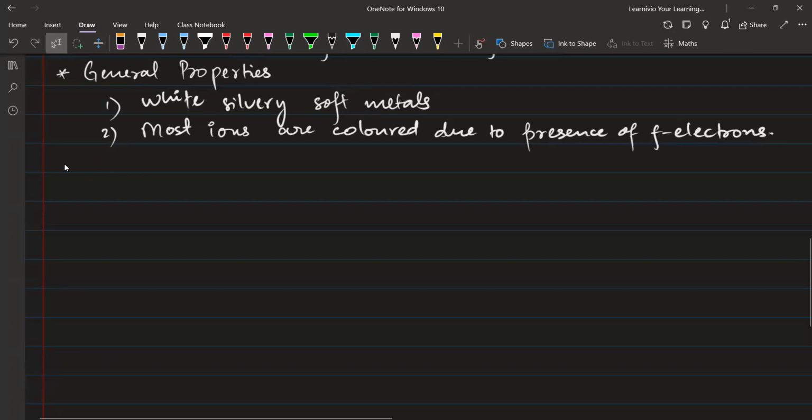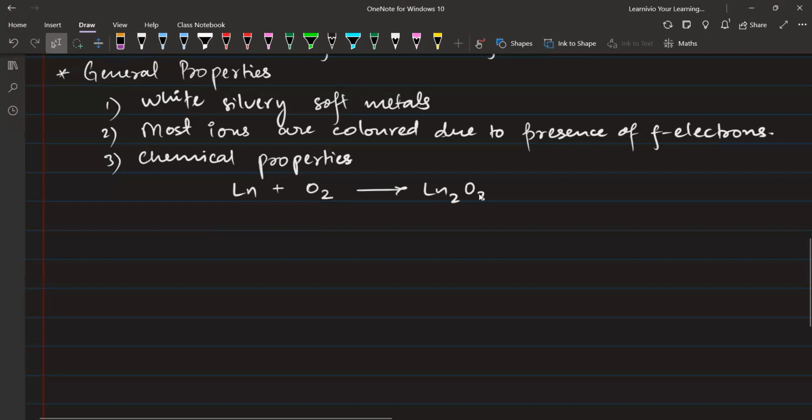ठीक है. Now, certain chemical properties. So lanthanides show reactions by using the +3 oxidation state. ठीक है ना? देखिए reactions बहुत ही आसान है इसके. You don't have to worry too much about the reactions. Just remember that the +3 state of lanthanoids will be there. So for example, if you have Ln plus O2, it is going to give Ln2O3, just like Al2O3.